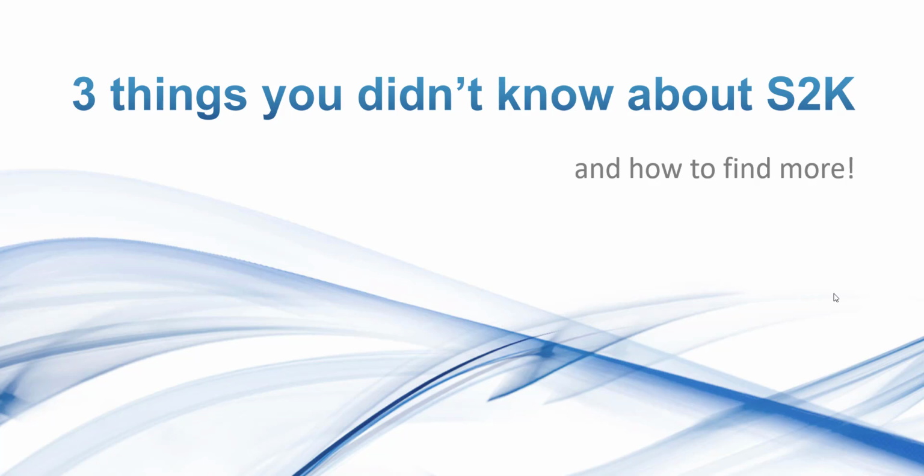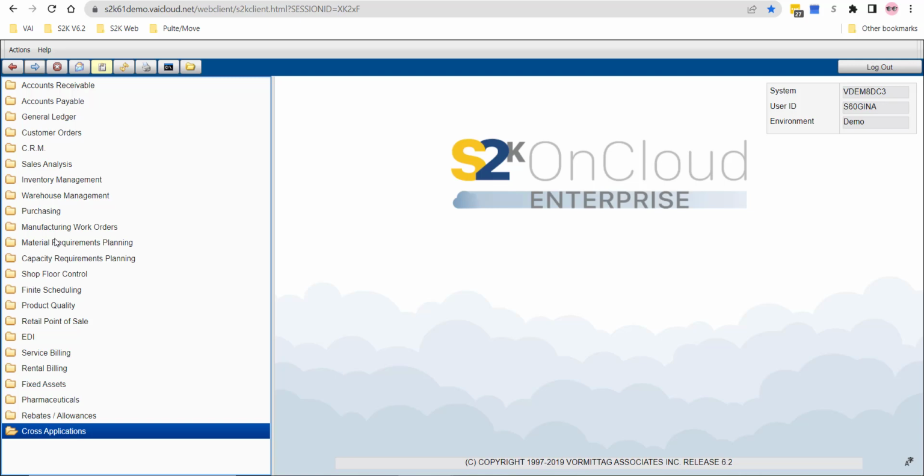Today we're going to talk about 3 things you maybe didn't know about S2K, and I'm also going to tell you where to go to find out more. So we're going to start with S2K workflow alerts. You may know that these exist, but did you know that there are 132 of them available in the latest release? I'll show you where to go to find them.